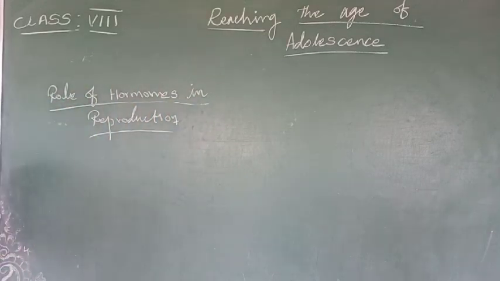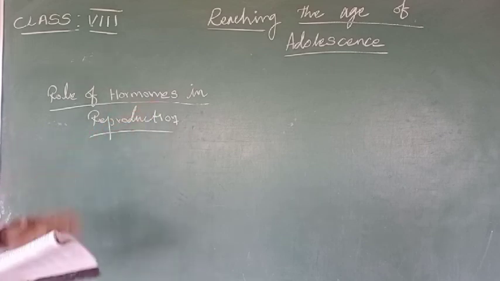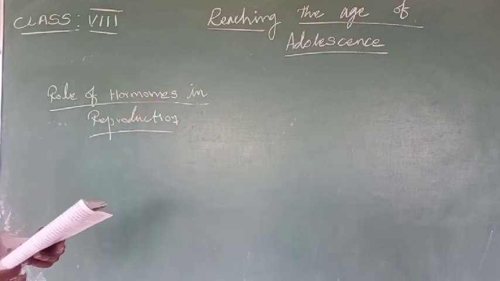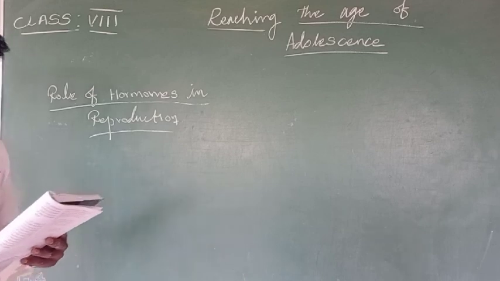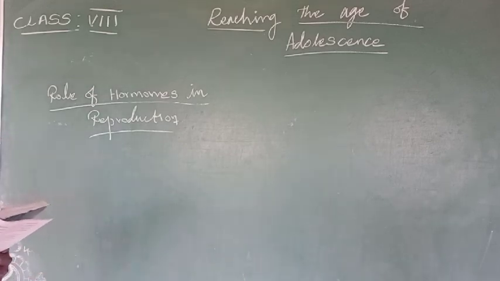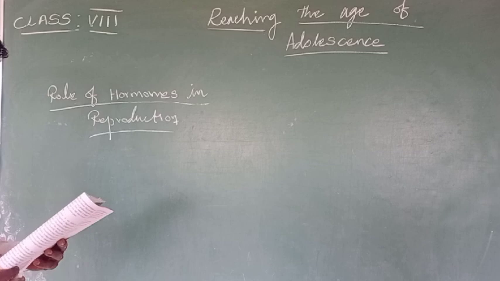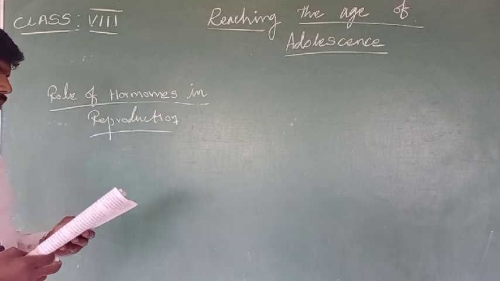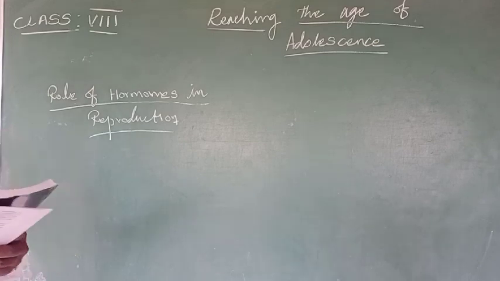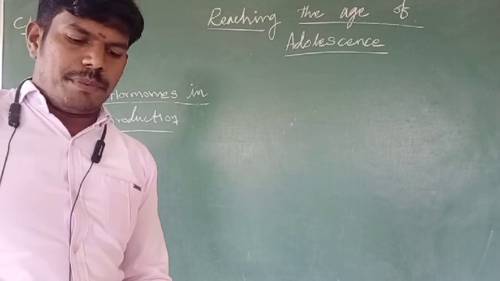Role of hormones in reproduction. See, the primary hormones that regulate reproduction are the steroids such as androgen, estrogen and progesterone, which have masculinizing and feminizing and gestoid effects respectively. These hormones are segregated from the gonads, which are regulated by the anterior pituitary.